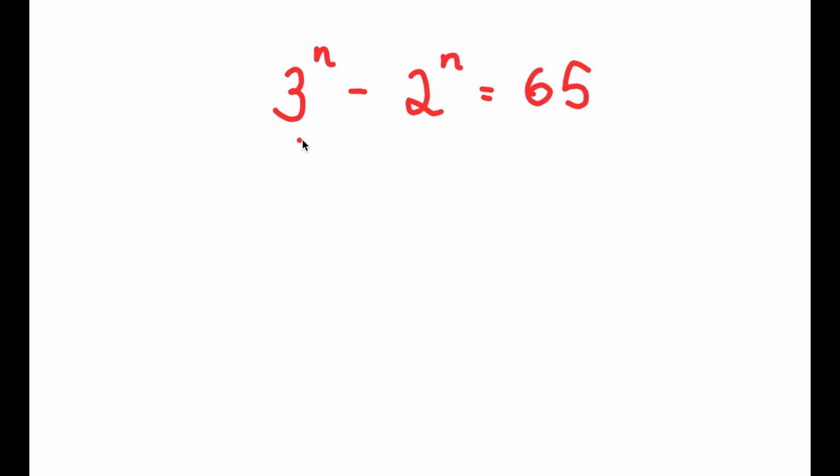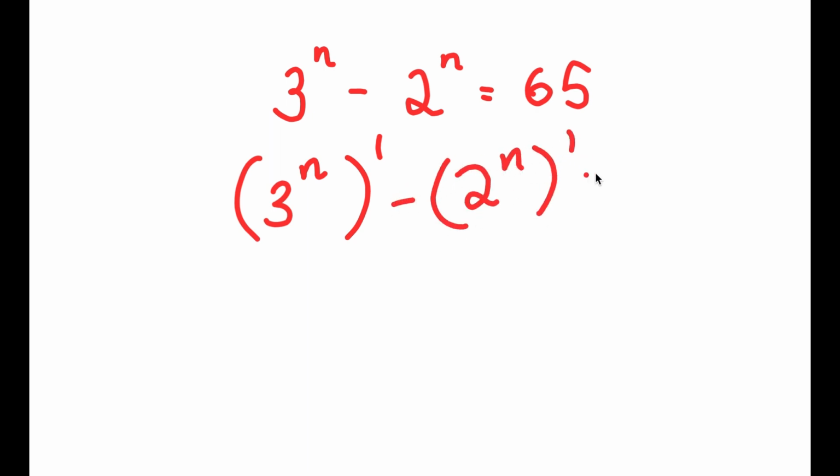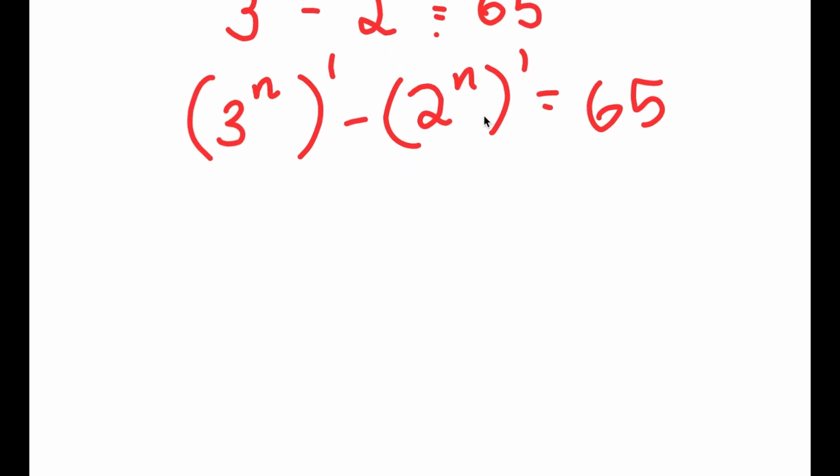Alright, so in this problem, I have 3 to the power of n minus 2 to the power of n is equal to 65. So to solve this, I'm going to first start by rewriting 3 to the power of n as 3 to the power of n to the power of 1. And I have minus 2 to the power of n to the power of 1 is equal to 65. And anything to the power of 1 is itself. So 3 to the power of n to the power of 1 is simply 3 to the power of n.